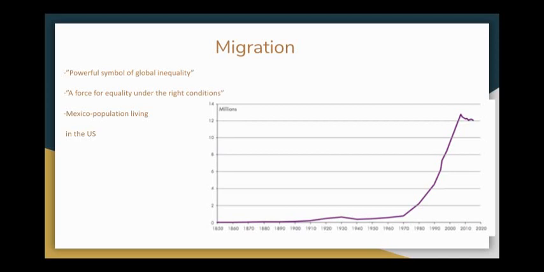This graph shows how the Mexico-born population living in the United States rose from 760,000 in 1970 to a peak of 12.7 million in 2007.